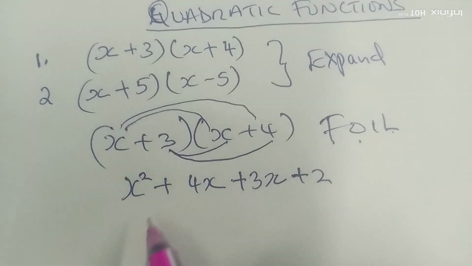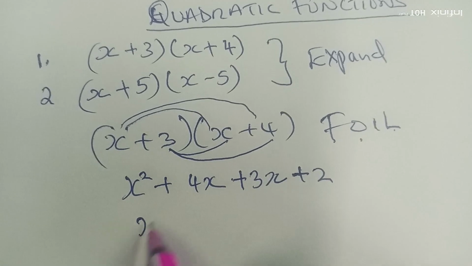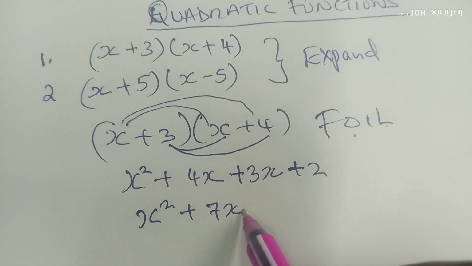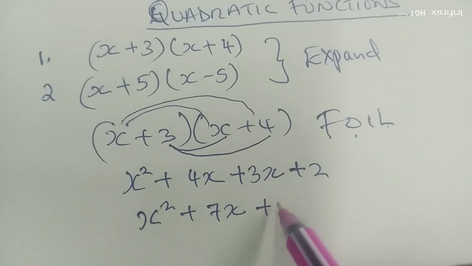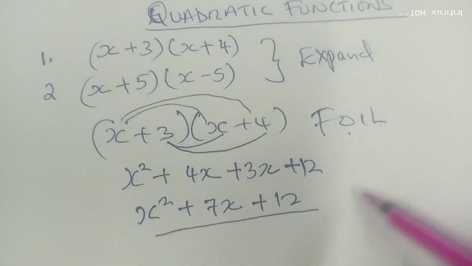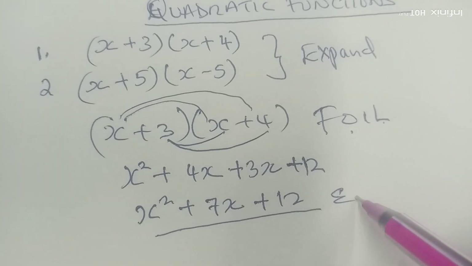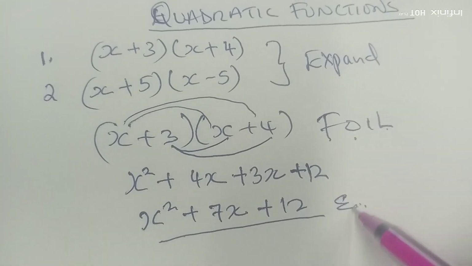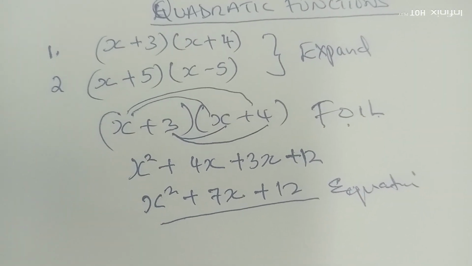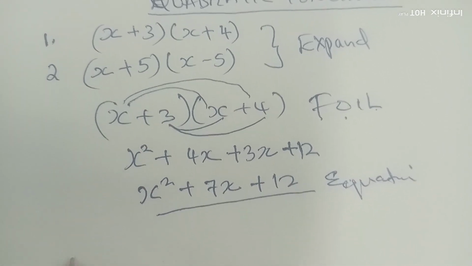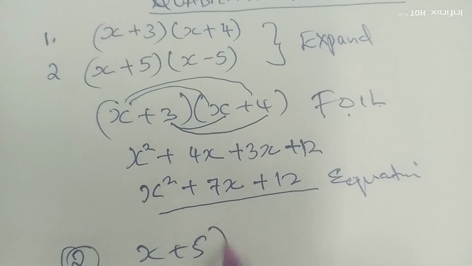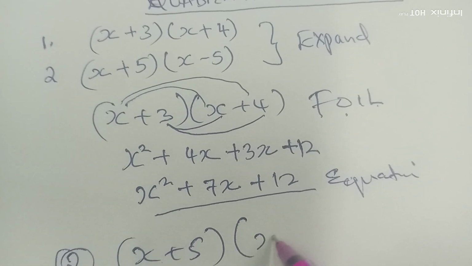On collecting the like terms, we can say x squared plus 7x plus 12. So this is the quadratic equation that we are arriving at. Let's also move to number 2. We can say (x + 5)(x - 5).